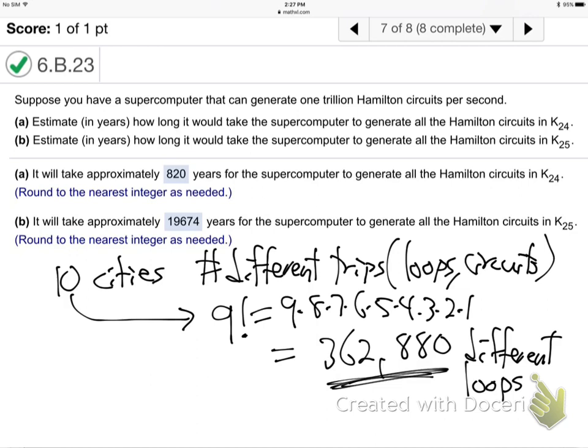You're not going to do this by hand, are you? What are you going to do? In real life, what are they going to do? They're going to have a computer program where they just say, computer, let's start looking at those 362,000 different loops and tell me the one that's cheapest. And that's what computers do. That's why we love computers, right?